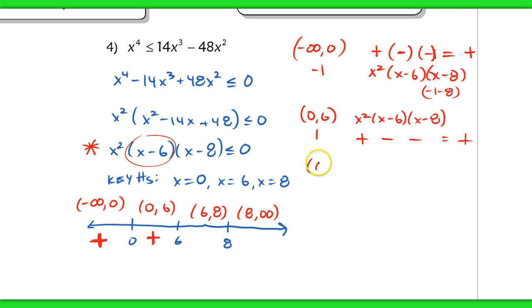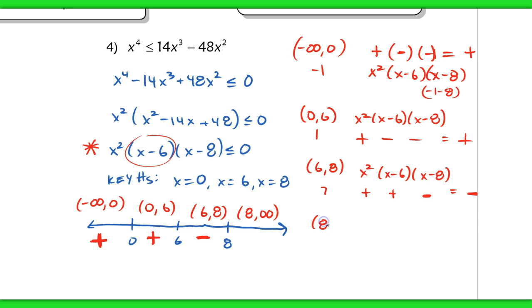Okay, our next interval is from 6 to 8. Plug in a number in that interval; let's plug in 7. X squared is going to give me a positive. x minus 6 will give me another positive, and x minus 8, if I plug in 7, will give me a negative number, which now results in a negative. So in the interval 6 to 8, we get negative numbers for our polynomial.